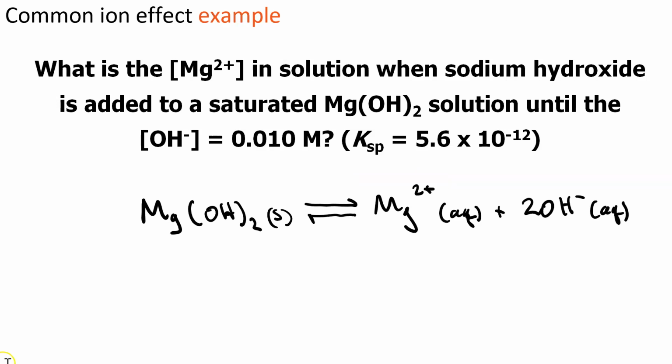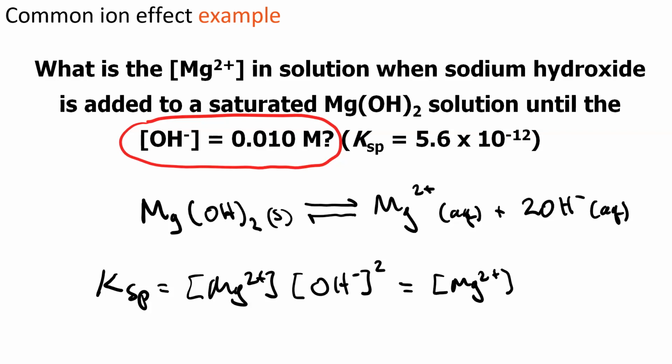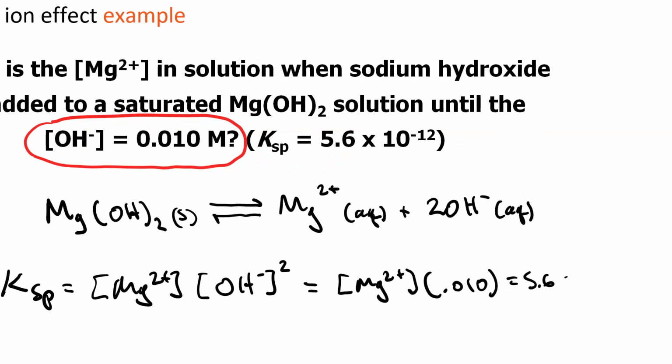Here's our solubility equilibrium. Solid magnesium hydroxide in equilibrium with magnesium ions and 2 moles of hydroxide ions. Our KSP expression is just the concentration of magnesium ion times the concentration of hydroxide ion squared. But we're given the concentration of hydroxide ion. We can substitute that in. Concentration of Mg2+ times 0.010 squared equals KSP, 5.6 times 10 to the negative 12th.